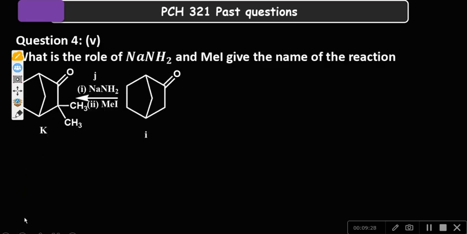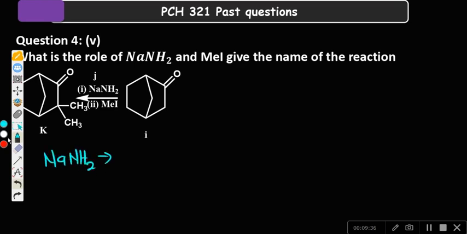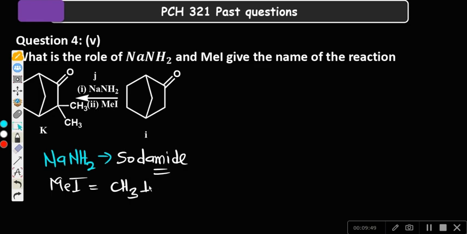And then the next one, what is the role of sodamide? This compound here is a very strong base. And the name of this strong base is called sodamide. And then we have methyl iodide. Methyl iodide, still the same thing as CH3I. Now, what is the role of sodamide and methyl iodide in this reaction?